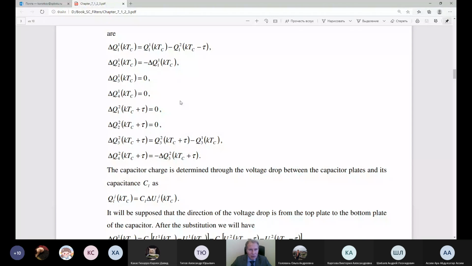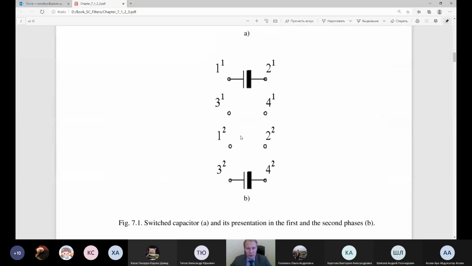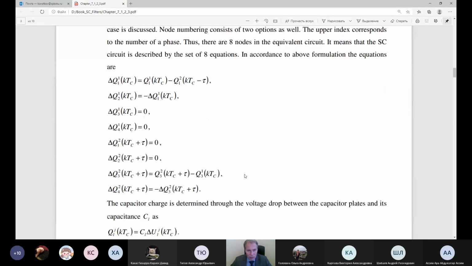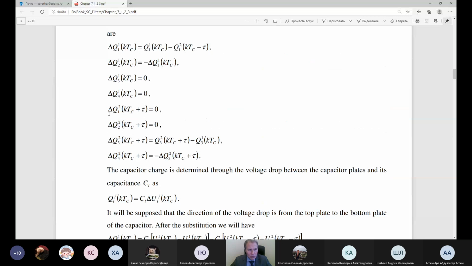In general, as you can see, it is twice because we have 4 nodes, and just now it is necessary to organize the same procedure for the second phase. Look what we have here. Second phase. On the second phase, there is nothing between the node number 1 and the node number 2, so it means that the charge injection will be equal to 0, and we have it. Look, we have 0 here, we have 0 here.